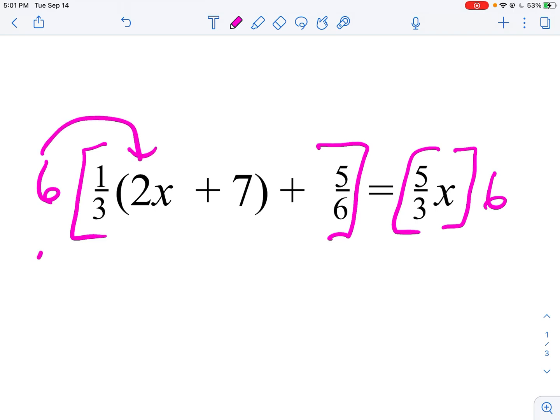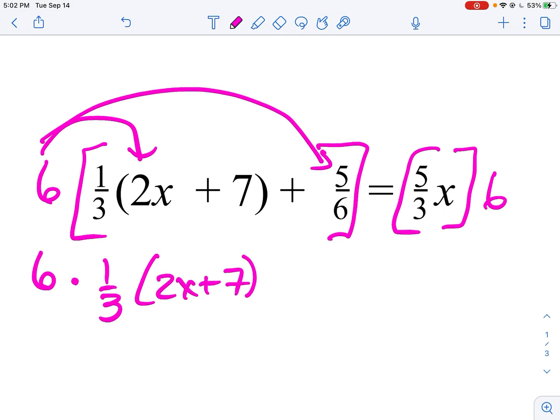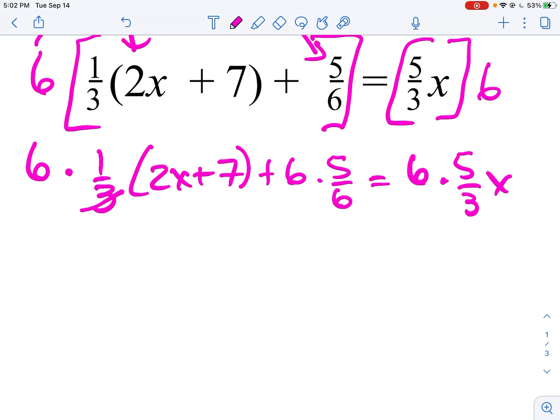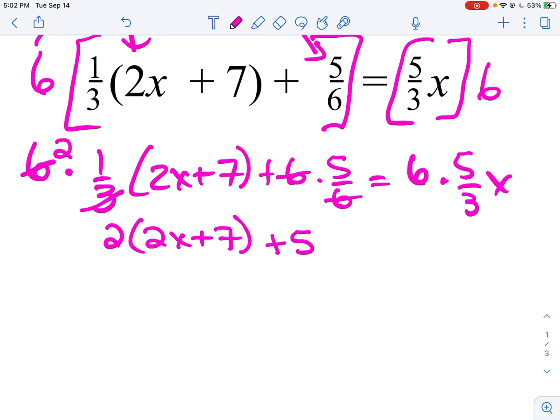So I multiply here. 6 times 1/3, 2x plus 7, and then 6 times 5/6 equals 6 times 5/3 x. 3 goes into 6 two times, so I've got 2 parentheses, 2x plus 7. These 6's cancel out, so I've got 5. 3 goes into 6 two times, and that's 10x.